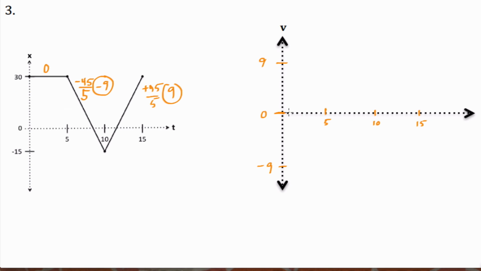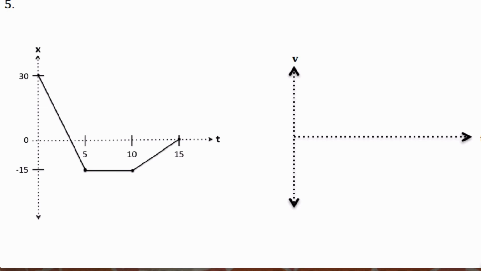For the first 5 seconds, it was going 0. For the next 5 seconds, it was negative 9. That should be a little more horizontal. And for the last 5 seconds, it was going positive 9. And remember, these little dotted lines are just to help you track where your lines are, where one starts and the other ends in a velocity time graph. So that's what number 3 should look like.